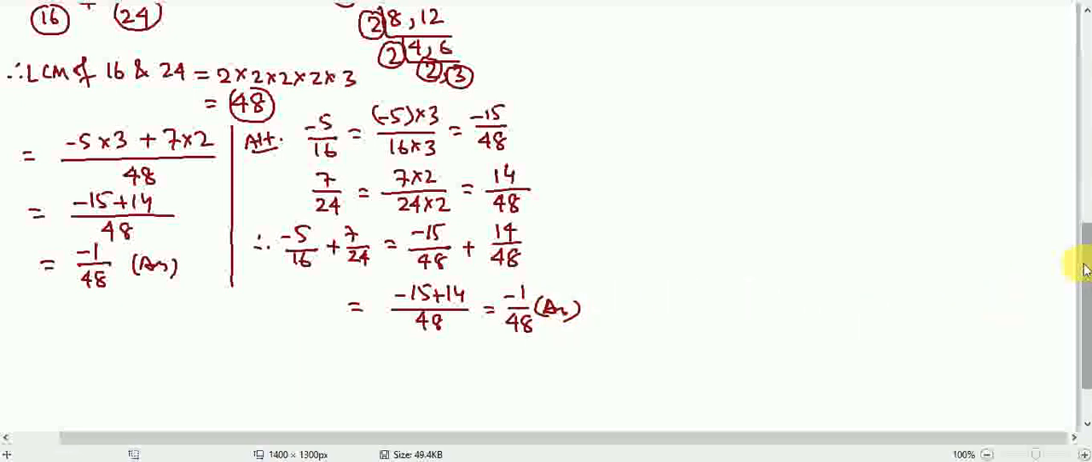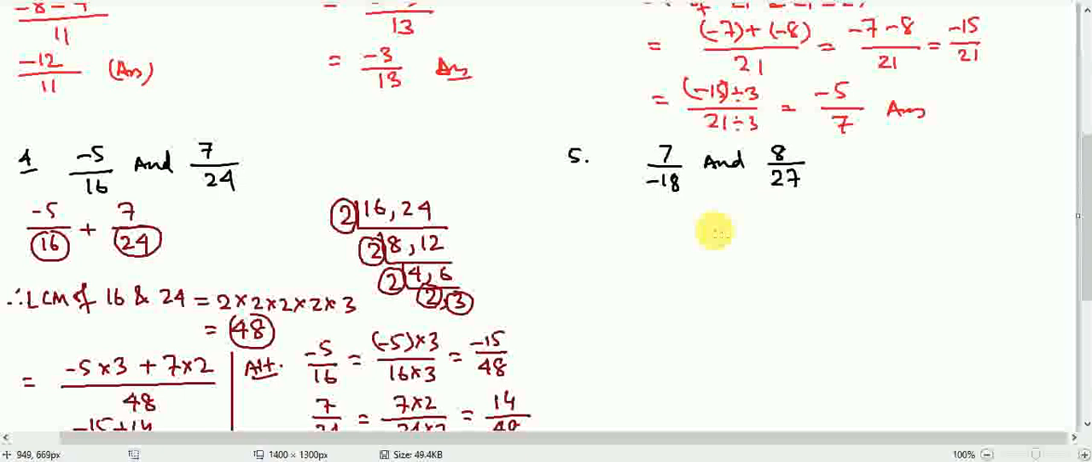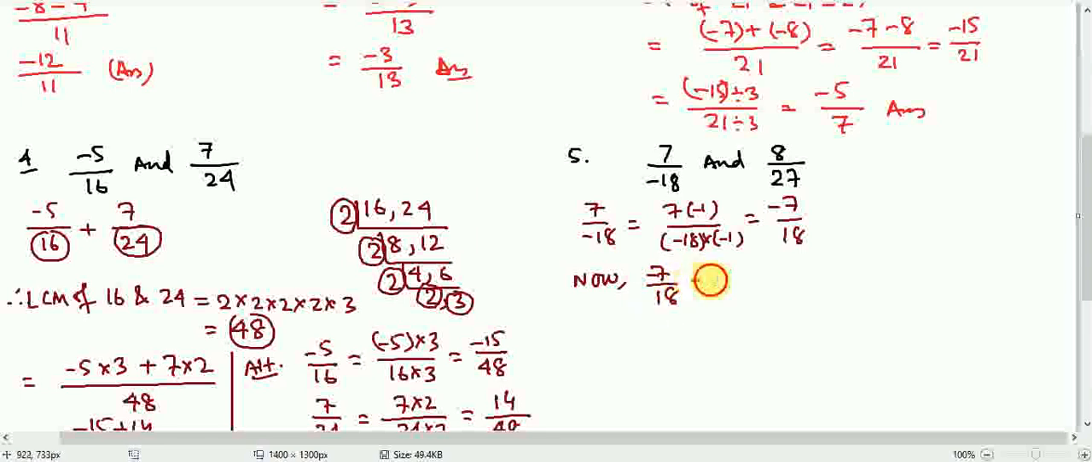Okay. Now I have to calculate this second one, where you have seen the denominators are different and their signs are also different. So first I have to change the sign of the denominators to the same form. To get that form, first what should I do? 7 by minus 18 equal to, I could write 7 into minus 1 over minus 18 into minus 1. This becomes minus 7 by 18. Now I should write minus 7 by 18 plus 8 by 27.